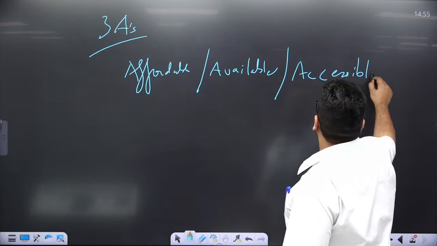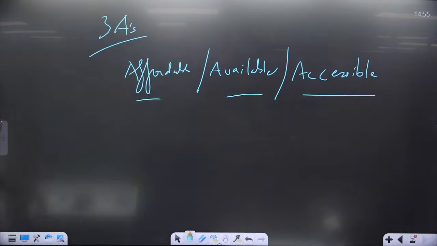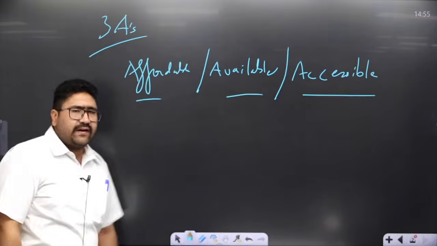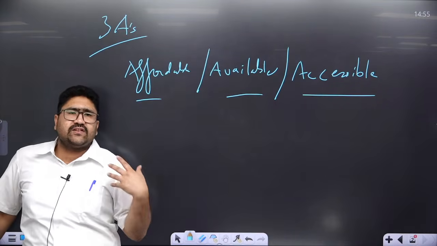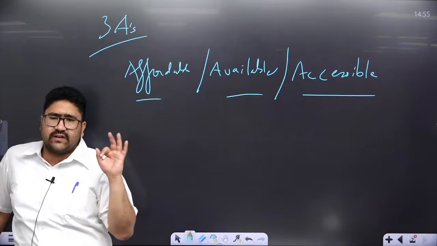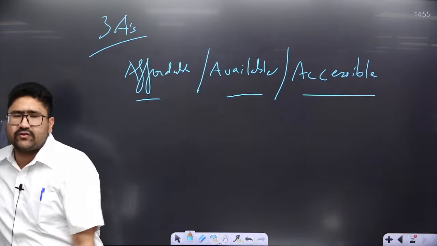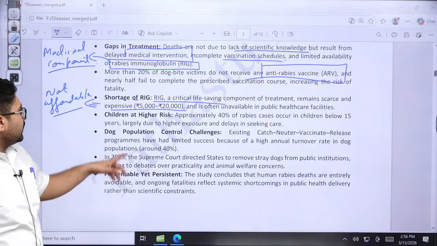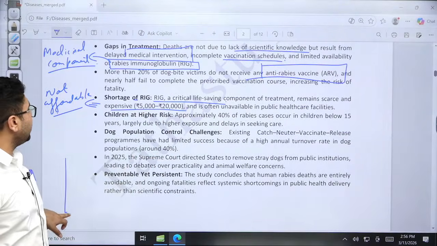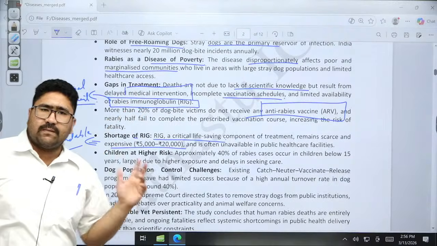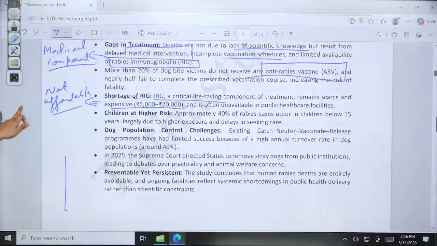So you should always, for any scheme or policy, as an administrator and also as a good candidate, you can add these 3 points for any scheme or policy which has to be implemented at the grassroots level: there should be 3 A's. The vaccination of the scheme should be affordable, it should be available, and it should be accessible. Since the treatment becomes expensive, it is not affordable. Since there is a lack of medical treatment, it is not available. So lack of availability and lack of affordability increases the number of deaths due to rabies.